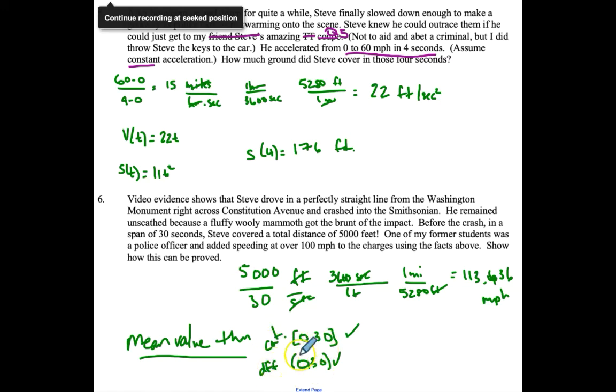And once those two are met, then the mean value theorem applies, which means that by the MVT, the instantaneous rate of change will have to equal, instantaneous velocity equals 113.636 miles per hour at least once on the interval from 0 to 30 seconds, which of course is greater than 100 miles per hour. So my very savvy former calculus student, now police officer, knows the MVT and can use it to write a ticket.